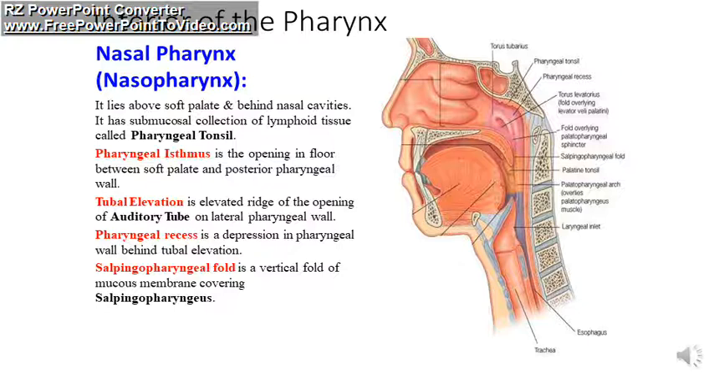Sometimes in a cleft palate patient, when we do the repair of the cleft palate, there is sometimes a shortage in this area, in the pharyngeal isthmus, leading to what is called nasality.